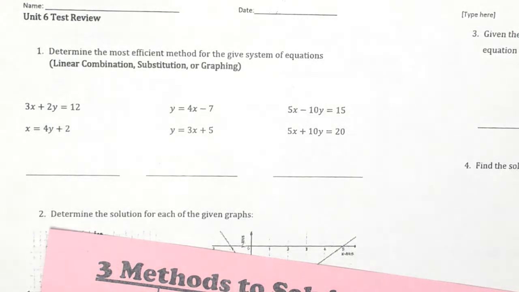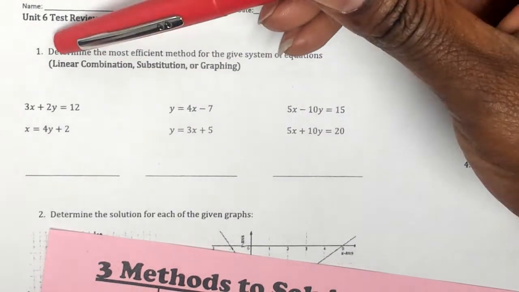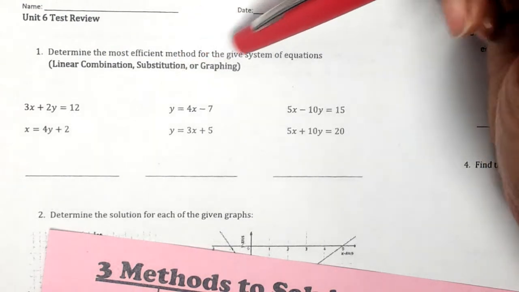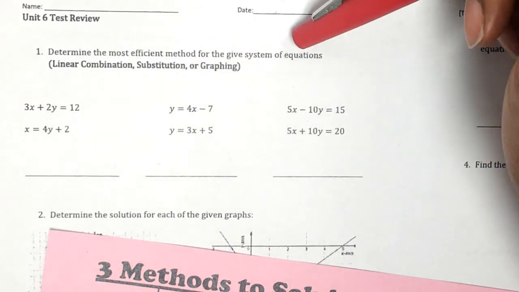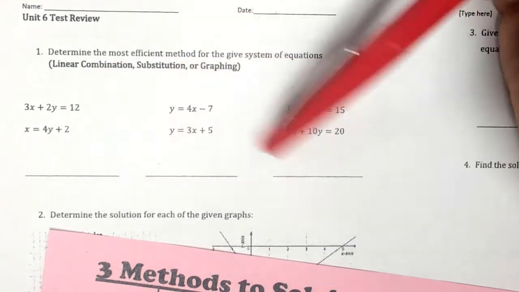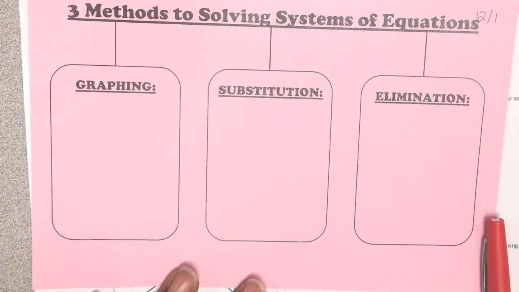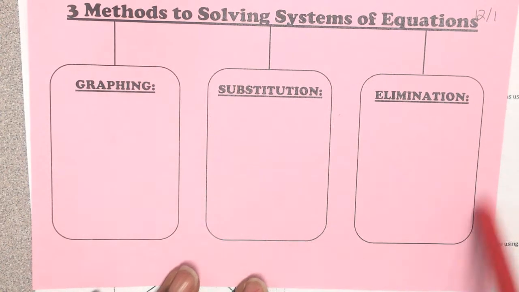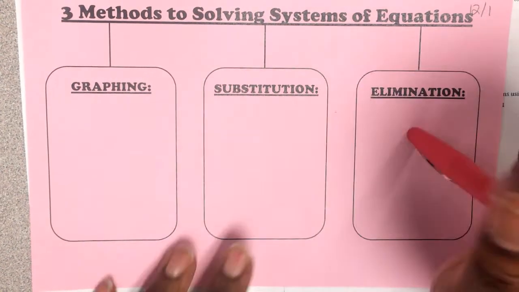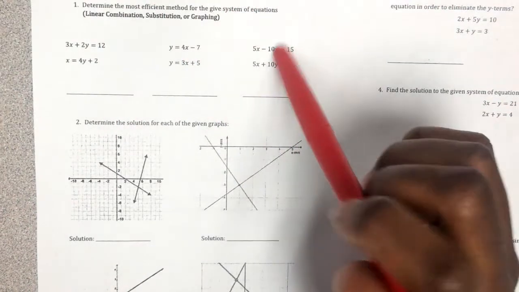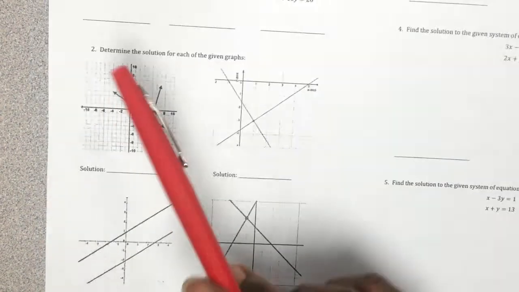Okay. All right, so for these first three, it says determine the most efficient method for the given system of equations. That does not mean you need to find a solution for all of these. That means just figure out which method is the best. We talked about this last Wednesday, Thursday, and Friday, and you should have some pink notes in your notebook to help you with these first three.